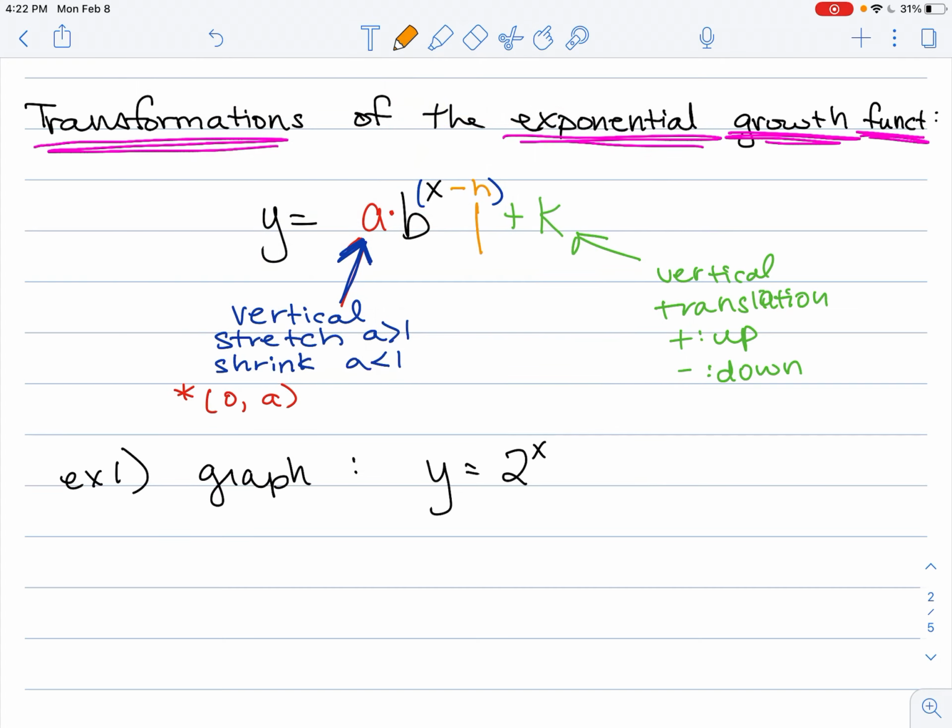And here, because it's inside the parentheses with the x, remember that's a horizontal translation or slide. But it's funky town because it's inside the parentheses. So if it's negative, it actually goes to the right. If it's positive, it goes left.